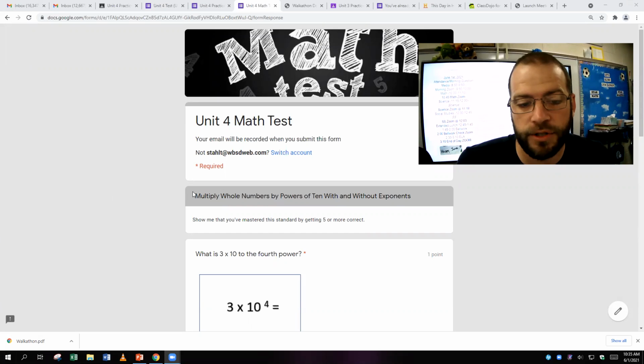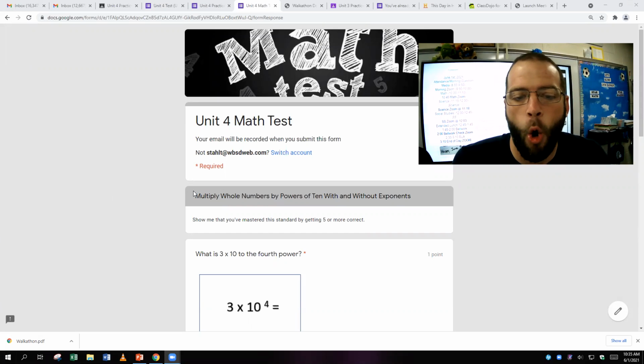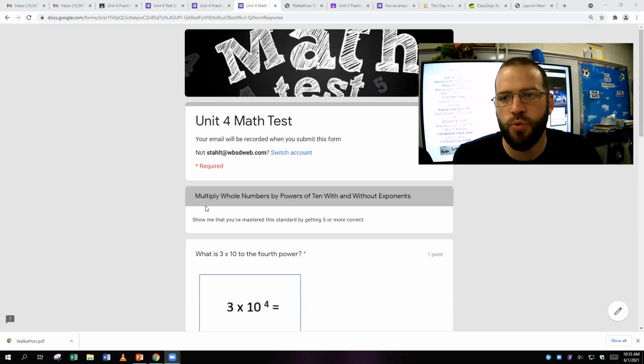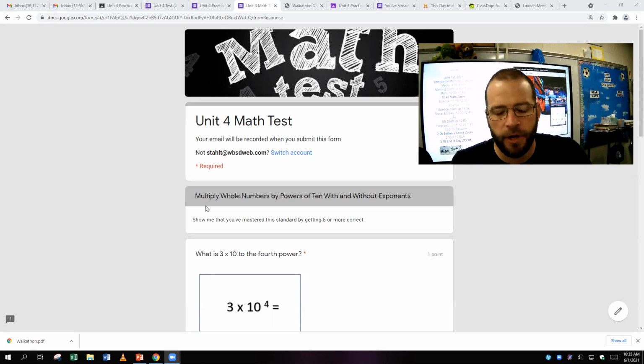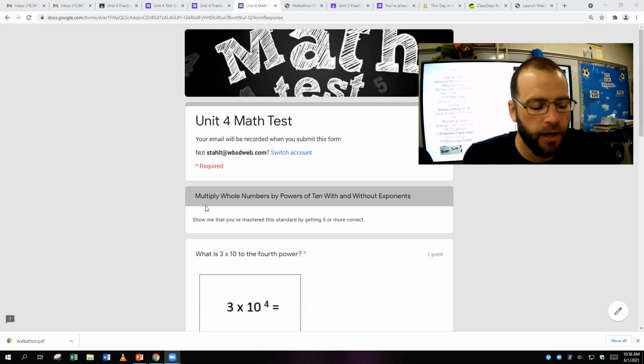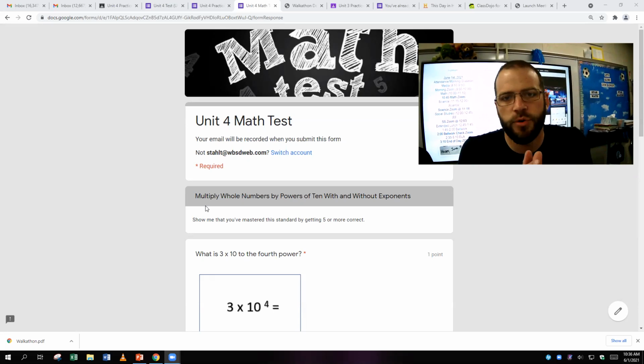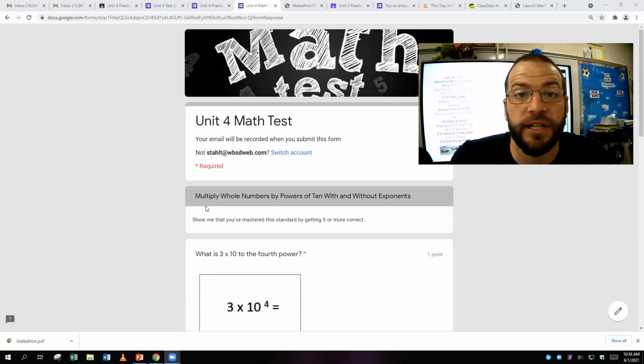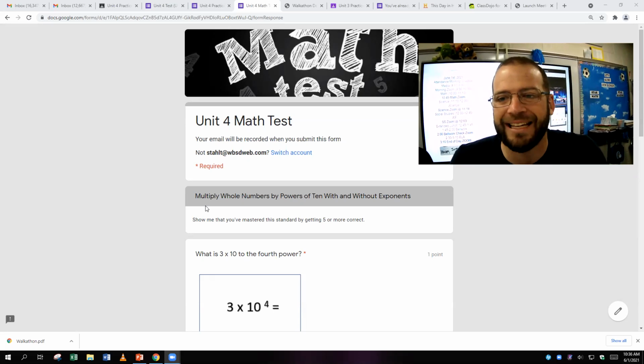The first Common Core said that the student knows how to multiply whole numbers by powers of tens with and without exponents. And all that means is you understand the pattern of what happens to a number when it gets multiplied by 10, by 100, by 1,000, by anything that is a power of tens, right? So basically, since you were a very young person, you knew that 3 times 10 was 30 because you understood the pattern of adding a zero.